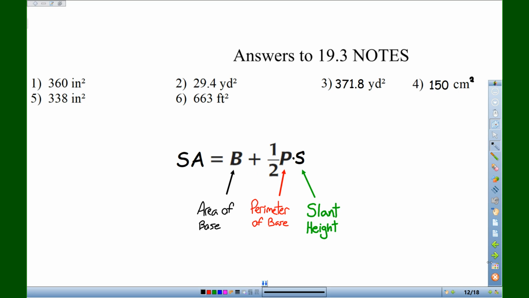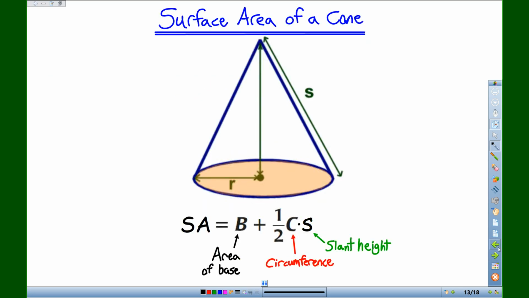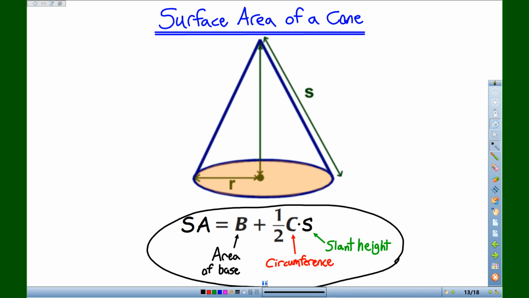Okay, but moving on to the backside, that's when we get into the surface area of cones. Technically, it is the same exact formula. Okay, the only difference is instead of perimeter with a circle, we call it circumference. So on the backside, go ahead and copy just this, and then we'll go over it.